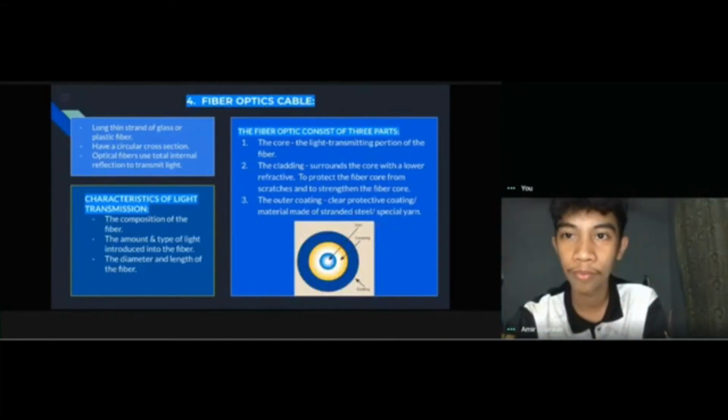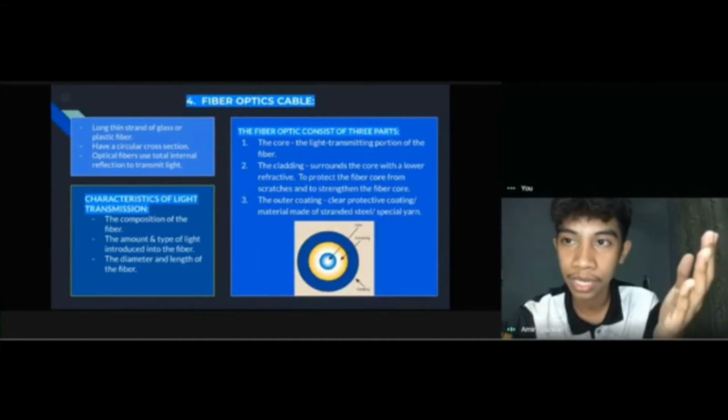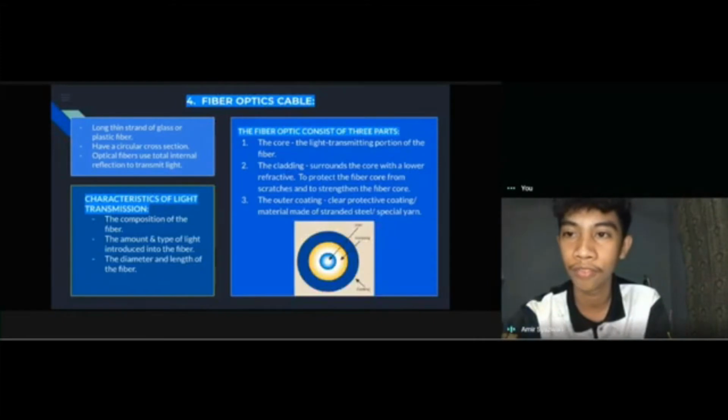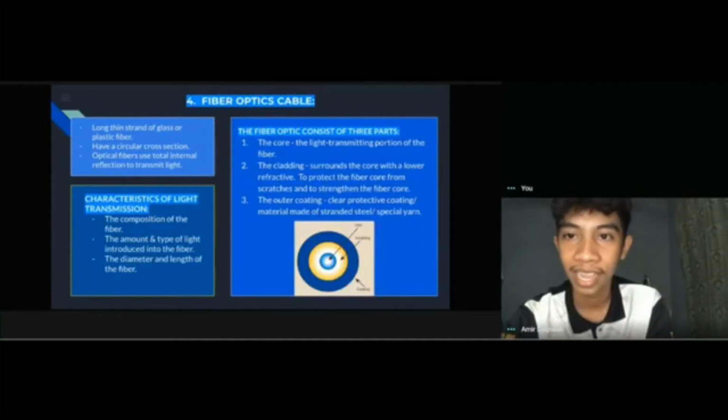The fiber optic consists of three parts. The first is the core, which is the light transmitting portion of the fiber, usually made of glass or plastic. Second, the cladding, which surrounds the core with a lower refractive index. It is to ensure that the light wave remains within the core, and it protects the fiber core from stretch and strengthens the fiber core.